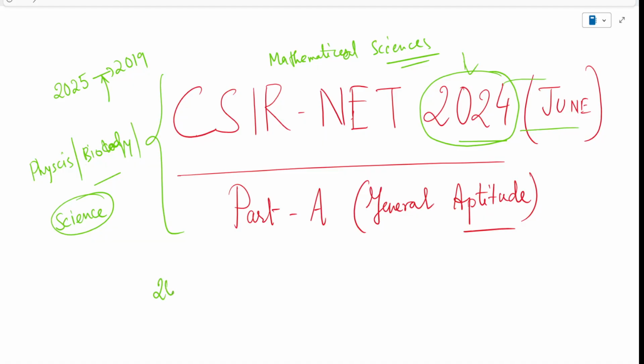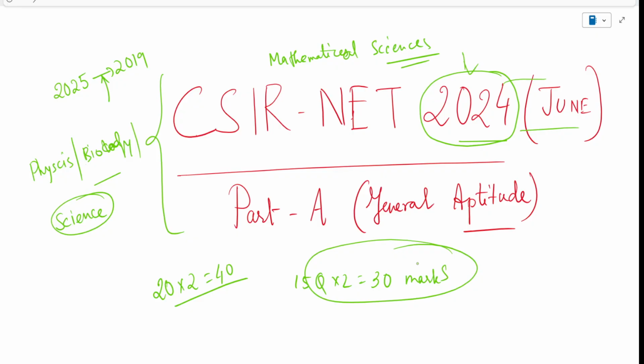There are a total of 20 questions and each carries 2 marks, therefore 40 in total, but we have to answer only 15 questions of 2 marks. This is equal to 30 marks that we have in our CSIR-NET paper. We have to attempt only 30 marks, full marks.